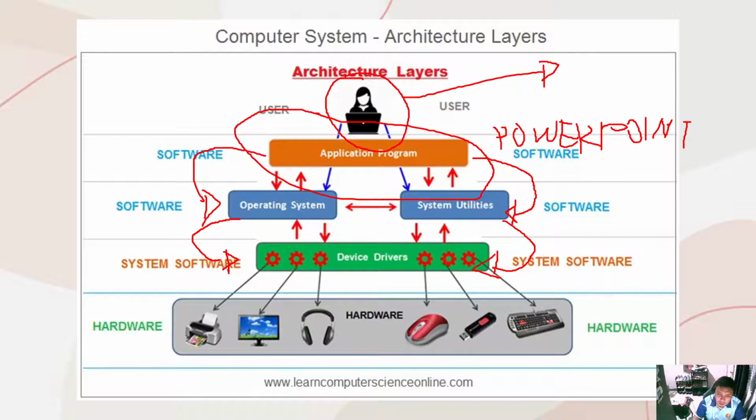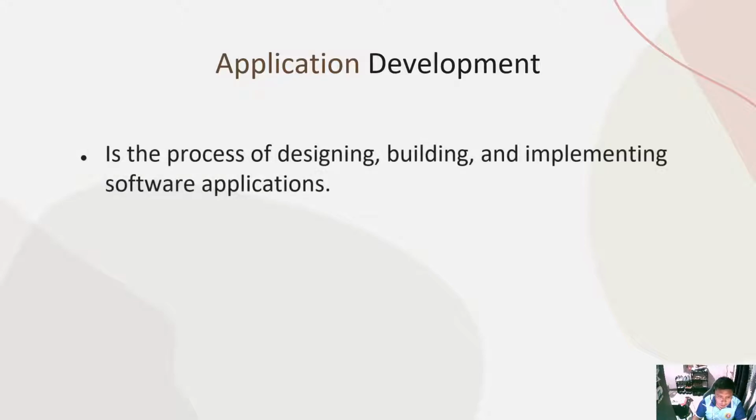We are going to create programs intended for some work. Okay, so I hope you've learned something with the architecture layers. So right now we go back to the definition again with application development. It is the process of designing, building, and implementing software applications. Meaning in this course, we are going to design, build, and implement software applications.